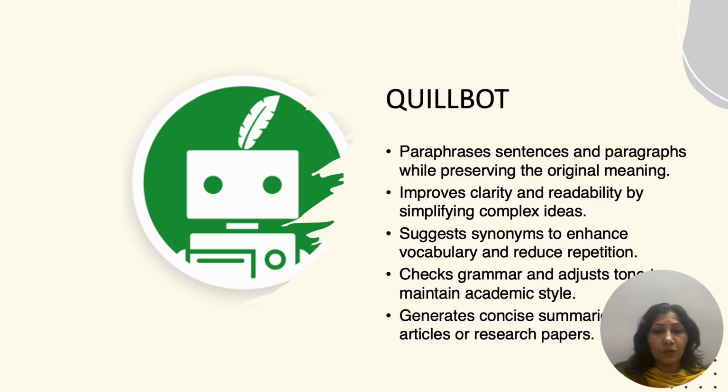The next tool which we are going to see is Quillbot. I think some of the people might have heard about Quillbot. Quillbot helps researchers in paraphrasing sentences and paragraphs, preserving the original meaning while improving clarity. This is useful for avoiding plagiarism, rewording complex text, and enhancing the overall flow of academic writing.